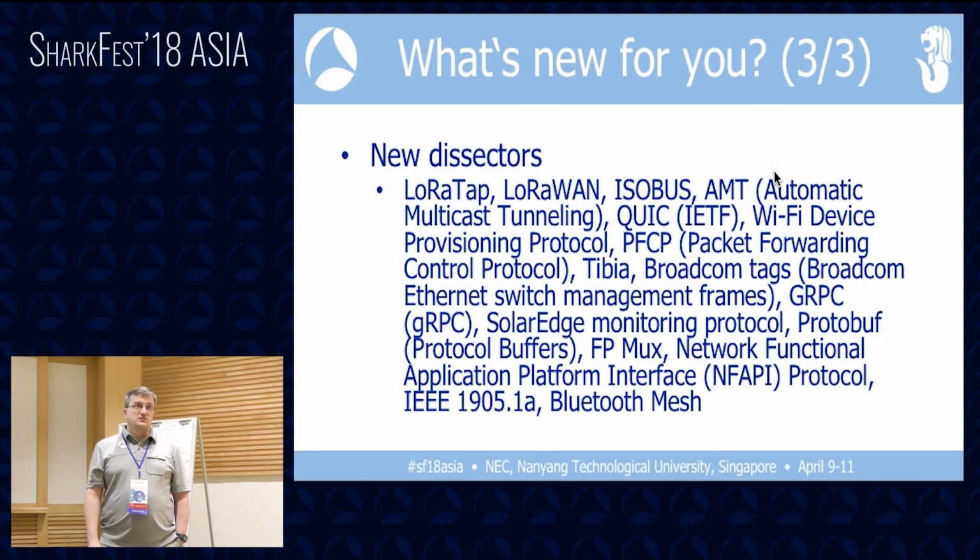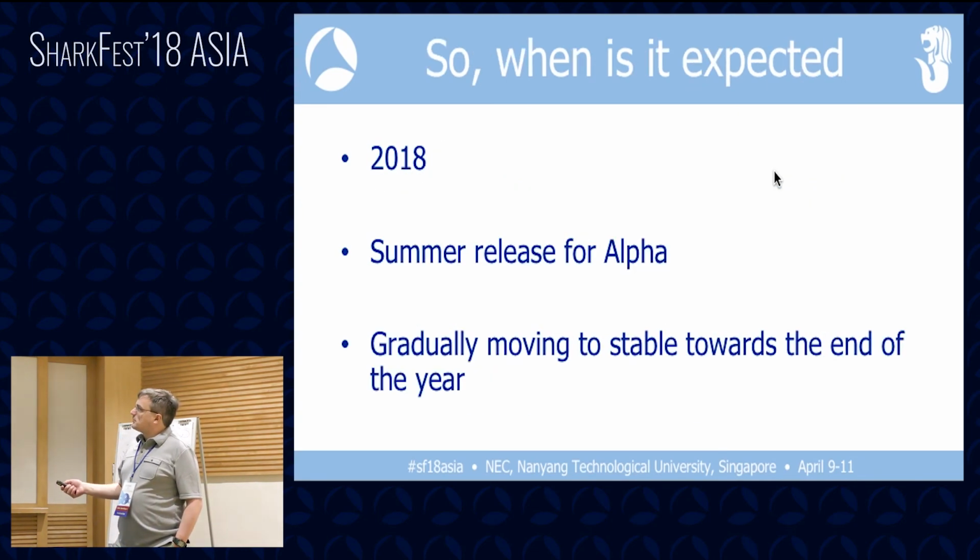We're going to have a bunch of new dissectors, and with a bunch of new dissectors, I really mean a bunch. Some noticeable, like QUIC, which is already there. Some other things like Bluetooth Mesh, which is really fun. This is actually something Nordic Semiconductor is working on. You have full dissection for Bluetooth 5, for instance. LoRaTap, LoRaWAN, ISOBUS, there are a lot of things coming. And so, yeah, we're three minutes overdue.